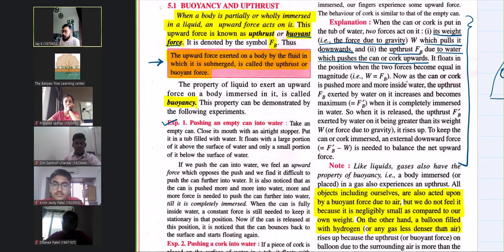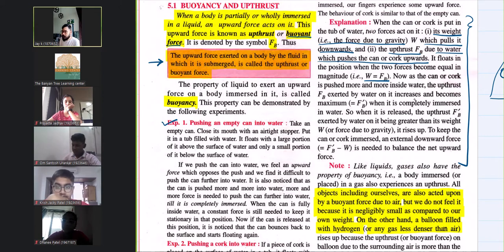When a body is floating, the weight is equal to the upthrust. For any floating body, W and FB are equal. W is the weight of the body, FB is the upward force or buoyant force or upthrust.